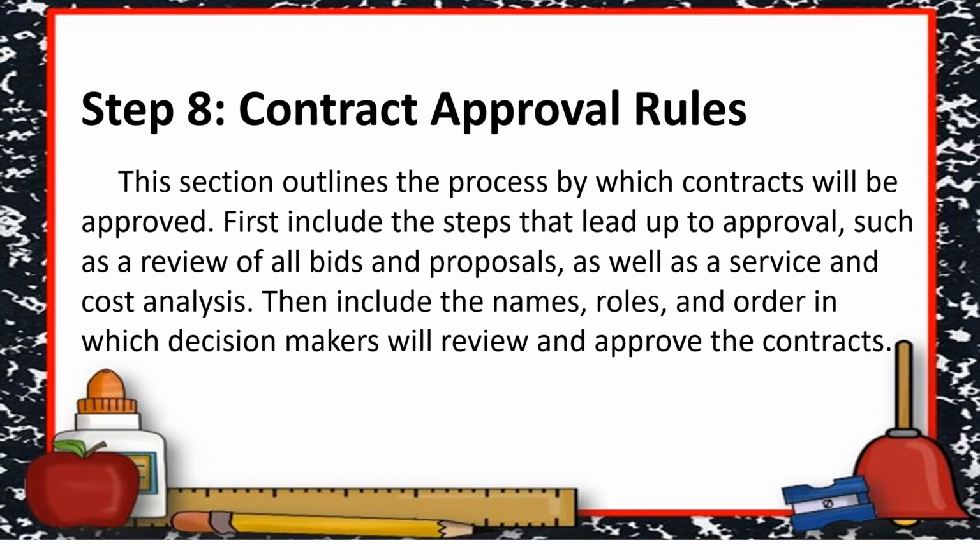In step 8, contract approval rules. In this section, outline the process by which contracts will be approved. First, include the steps that lead up to approval, such as a review of all bids and proposals, as well as a service and cost analysis. Then, include the names, roles, and order in which decision makers will review and approve the contracts.